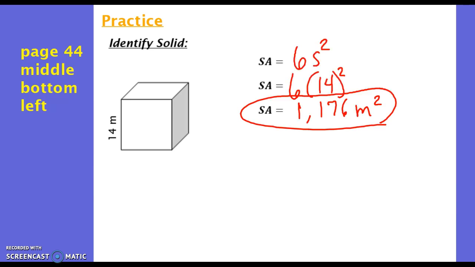Okay, this is the work that you should have for page 44, that problem in the bottom left-hand corner above the one that we just did. The formula for surface area of a cube is 6 times side squared, or again 6 times an edge squared, because what you're basically doing is finding the area of one square and multiplying it by 6. So if every side has a length of 14, you'll take 6 times 14 squared, and the final answer you should have gotten is 1,176 square meters.